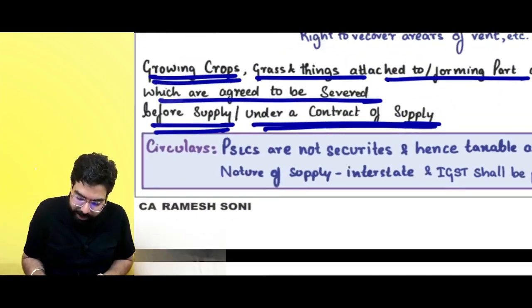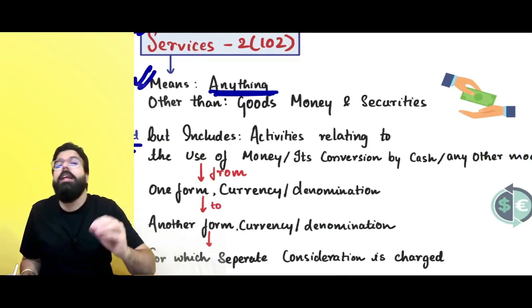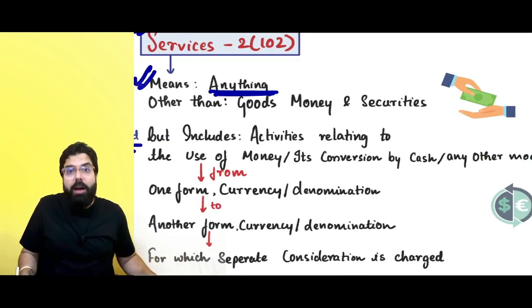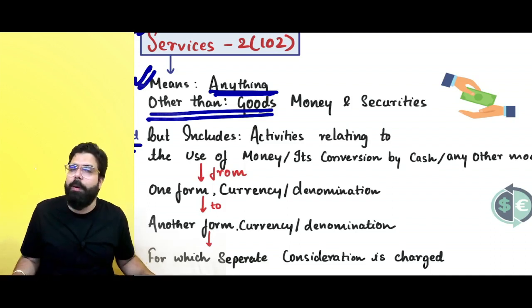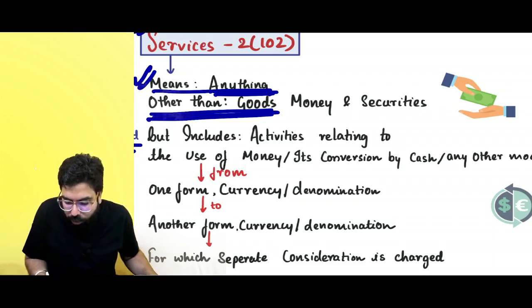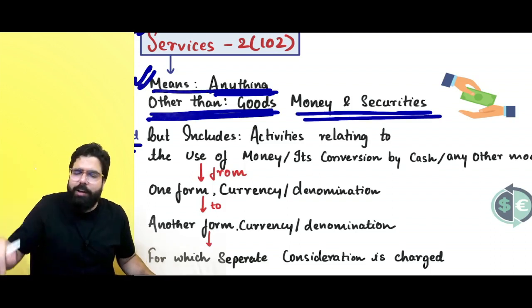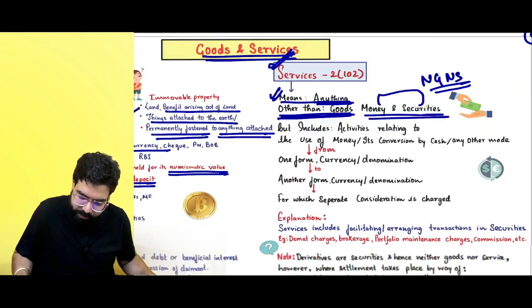Done, sir. The next one over here is services. Services means anything and everything other than goods. It means immovable property is not goods; immovable property falls in the definition of service. So services is anything other than goods, money and securities. Always remember, money and securities are neither goods nor services.